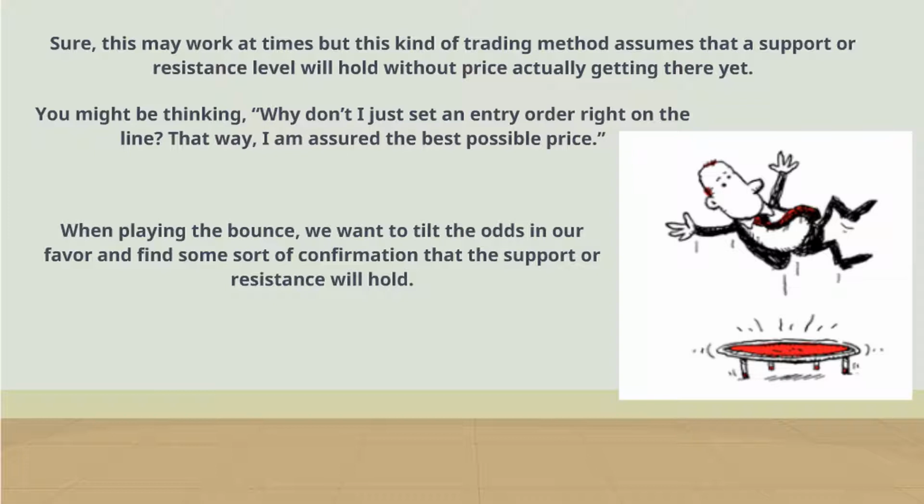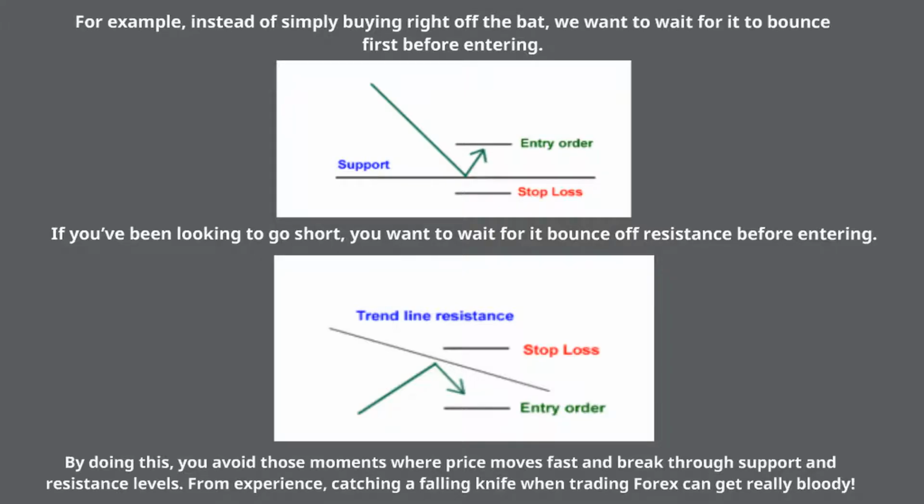When playing the bounce, we want to tilt the odds in our favor and find some sort of confirmation that the support or resistance will hold. For example, instead of simply buying right off the bat, we want to wait for it to bounce first before entering. If you've been looking to go short, you want to wait for it to bounce off resistance before entering. By doing this, you avoid those moments where price moves fast and breaks through support and resistance levels. From experience, catching a falling knife when trading Forex can get really bloody.